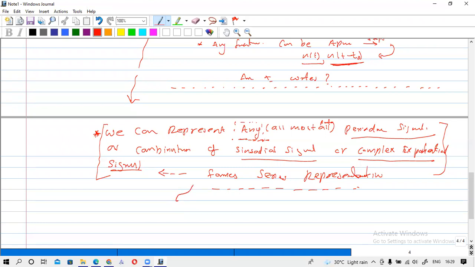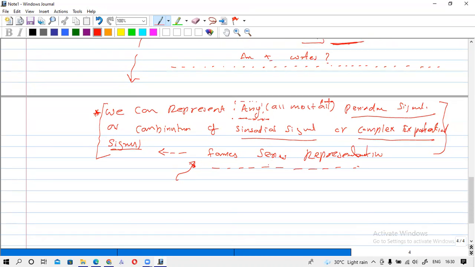What is Fourier series representation? Tell me someone. You can read this statement. This is what is meant by Fourier series representation: we can represent any periodic signal as a combination of sinusoidal signals or complex exponential signals.